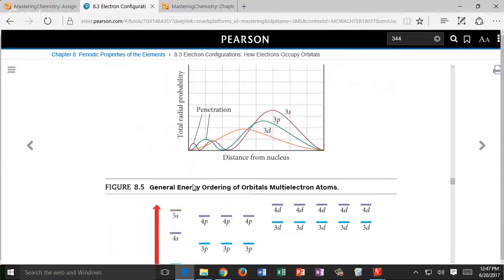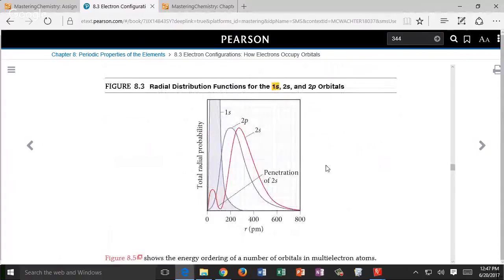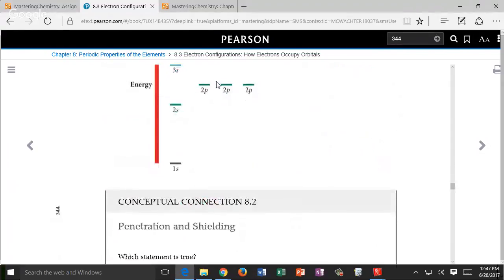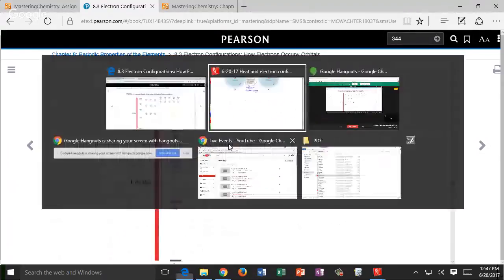But that's where they get this idea of this ordering, that the s is going to have that extra penetration close to the nucleus. Okay, so that explains the ordering. How does it explain all these different properties that we're going to talk about now, like size and ionization energy and stuff like that?